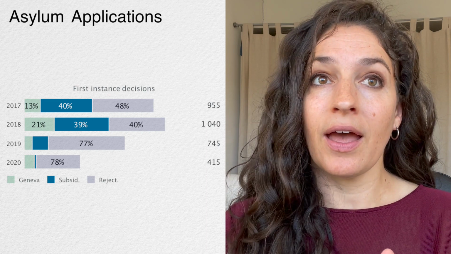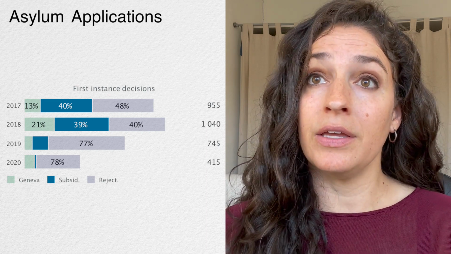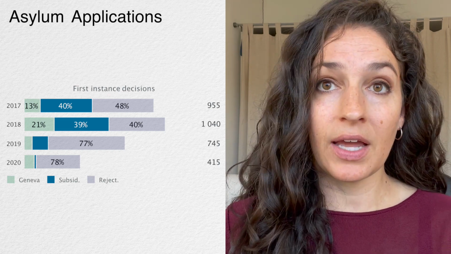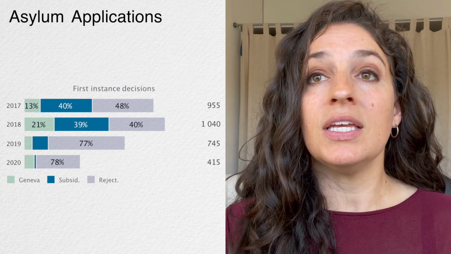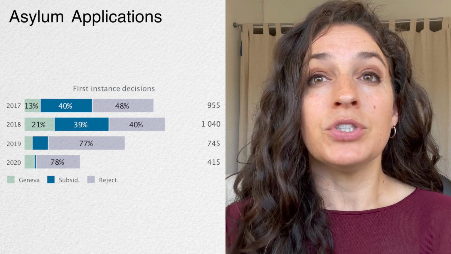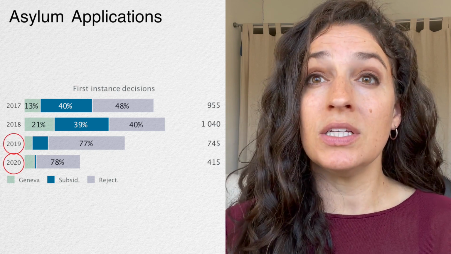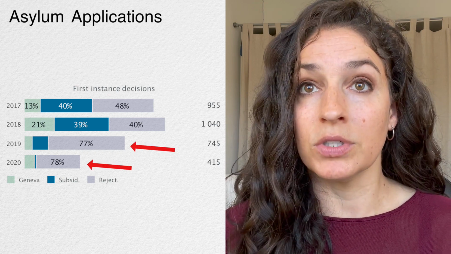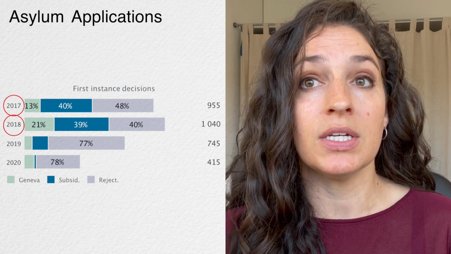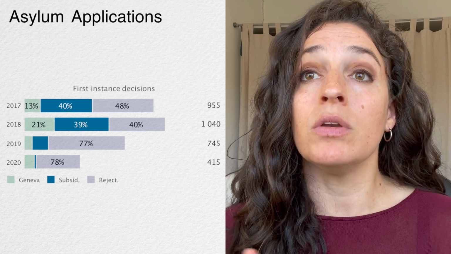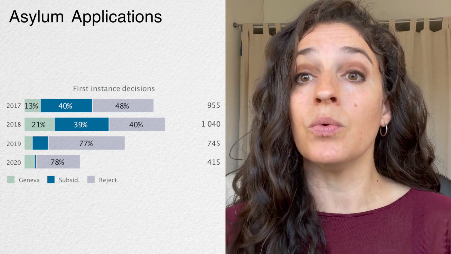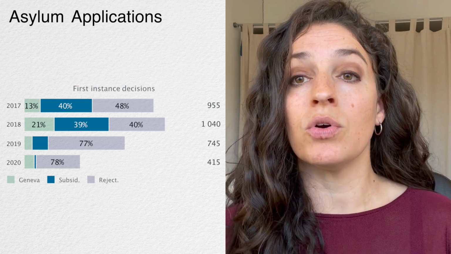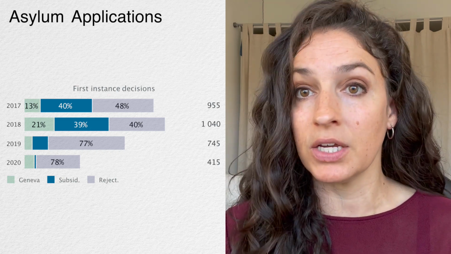Now, if we look at asylum applications and first instance decisions, again, between 2017 and 2020, what we can see here is that particularly in 2019 and 2020, there were a large proportion of rejections. Whereas in 2017 and 2018, we see that more than 50% of the claims that were put in were not rejected, mainly granted under the Geneva Convention or some other kind of subsidiary humanitarian protection.